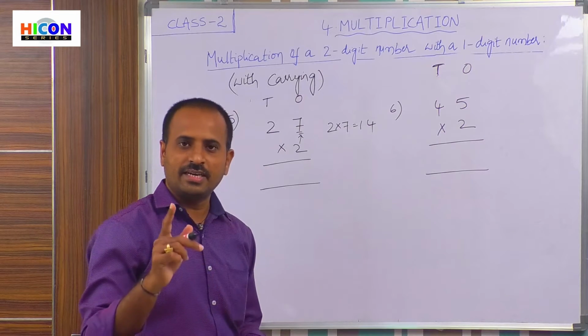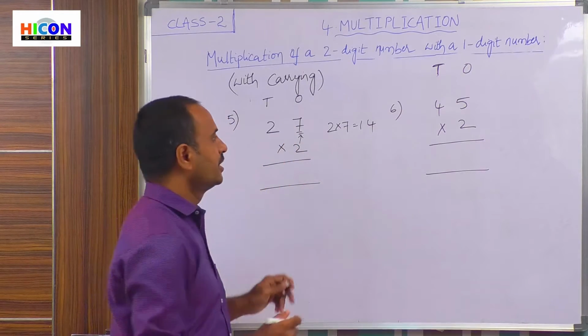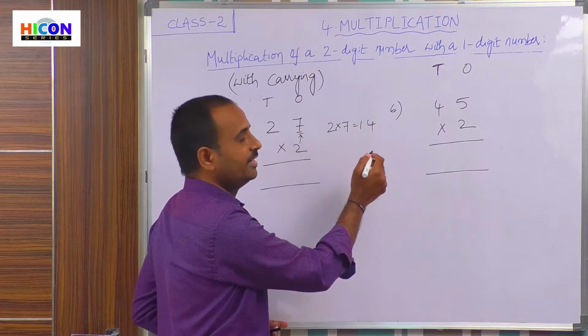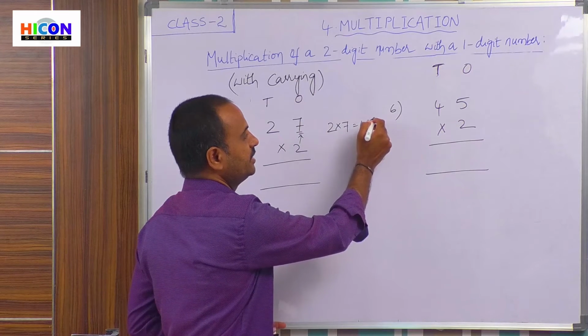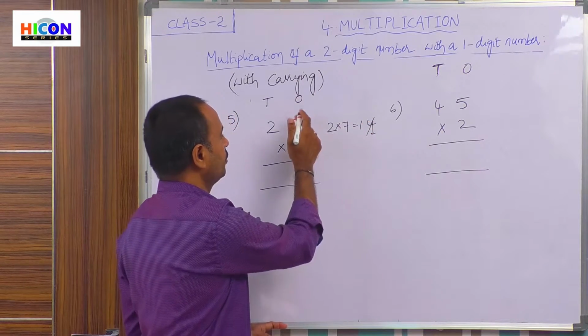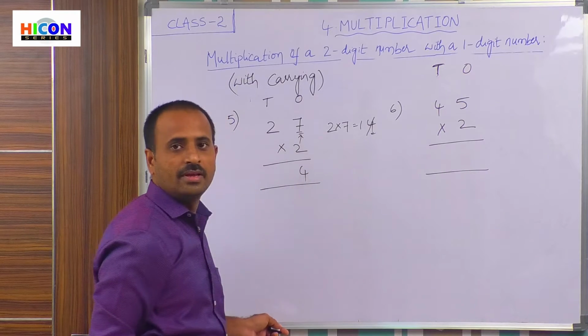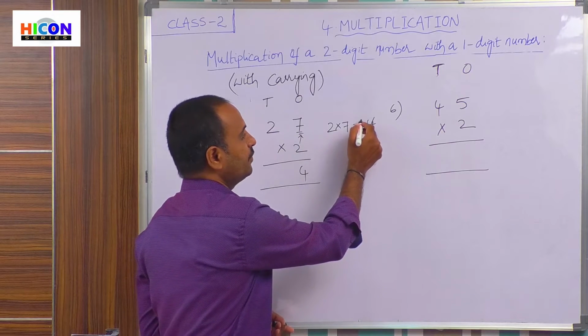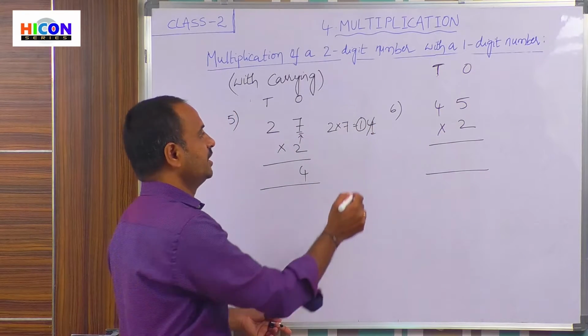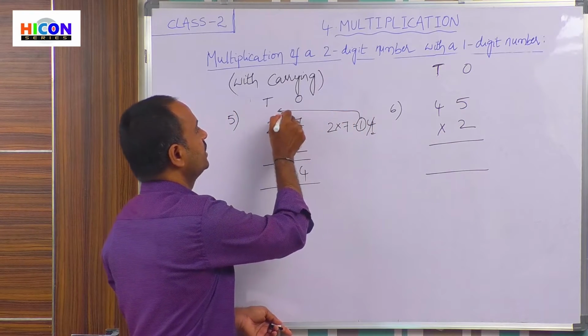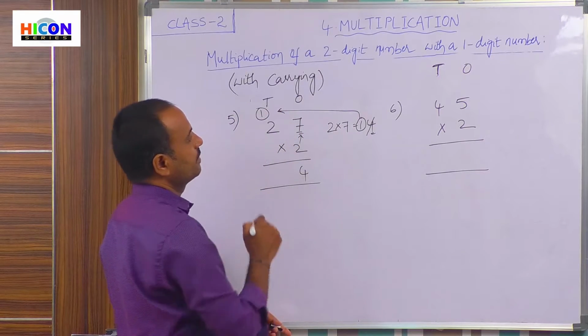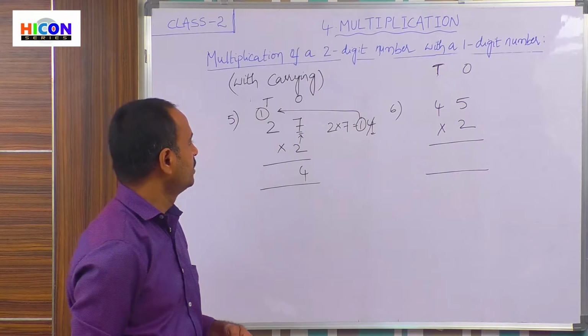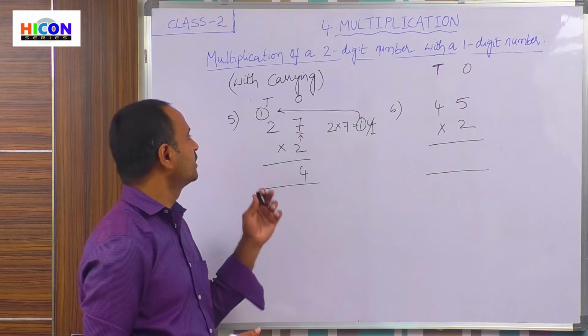So write the second digit under ones place. In 14, what is the second digit? 4 is the second digit. And write the second digit 4 under ones place, and carry the first digit to the next place. What is the first digit? 1 is the first digit. And carry this first digit to the tens place. So children, now start the multiplication with the tens place.